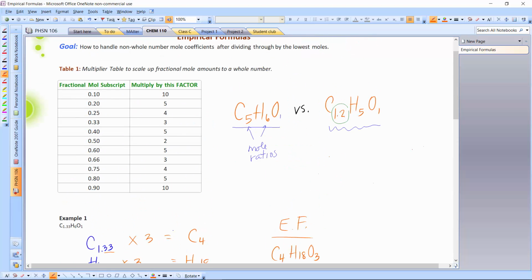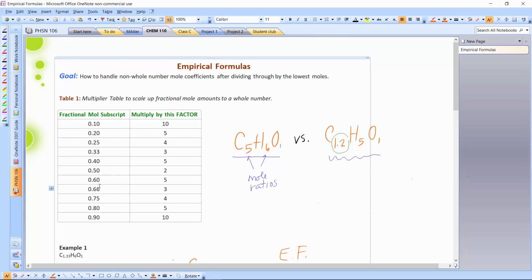All right, so remember, this fractional mole subscript can be handled by scaling up through multiplication of a factor. Okay, and you absolutely cannot have this going on. You cannot present an empirical formula with a fractional amount for the mole subscript. You've got to change it.